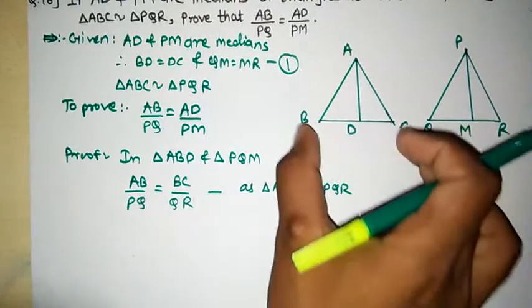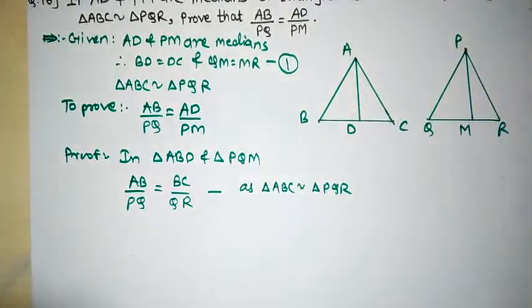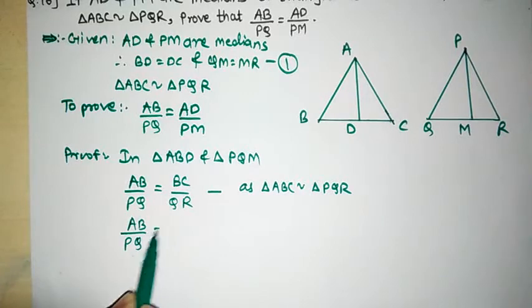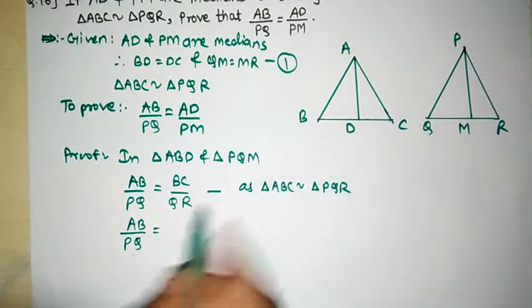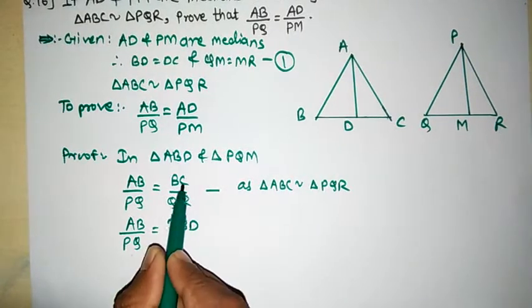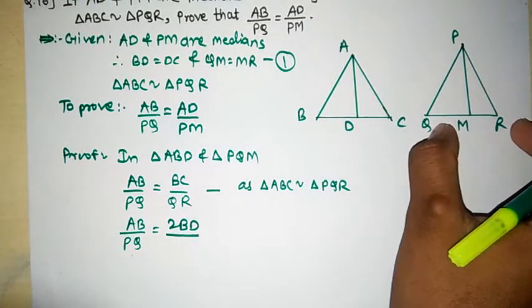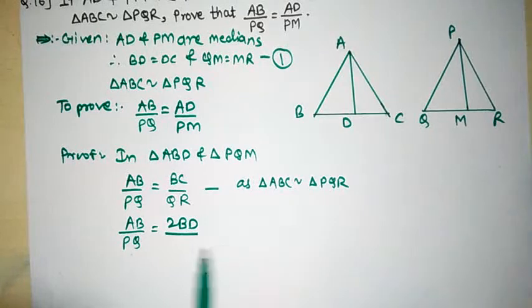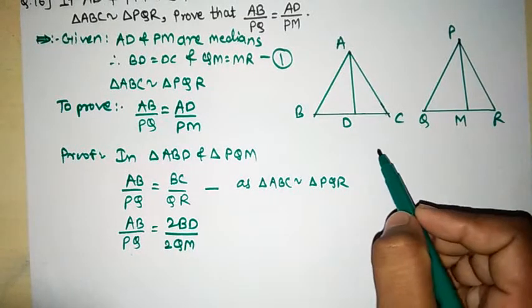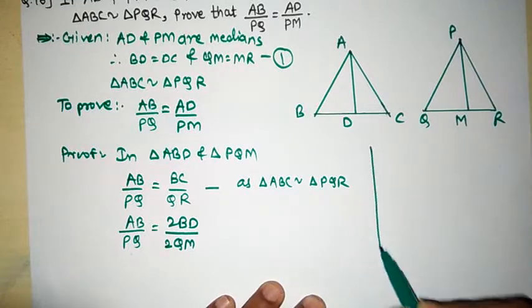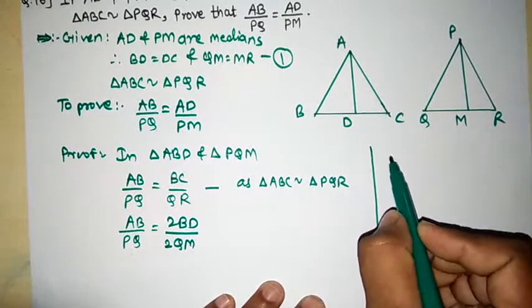Now see here, this BC can also be written as 2 times BD, divided by this QR, which can also be written as 2 times QM. So here in the rough work I will show how it will come.